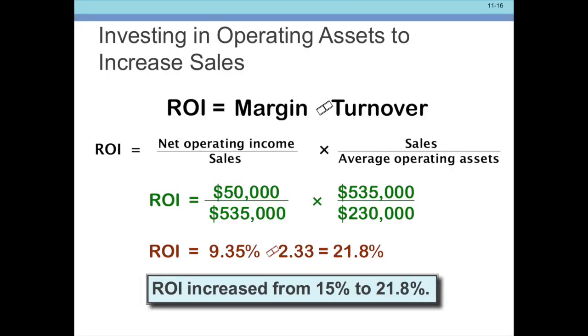Let's calculate the new ROI, and we simply go to the slide. We find that the net operating income is $50,000, the sales is $535,000, which gives a margin of 9.35%. The turnover, of course, is a little bit less. 535 divided by 230 is 2.33. So we've increased our margin, but we've decreased our turnover. But the net effect of both of those is we've increased our ROI to 21.8% from 15%.